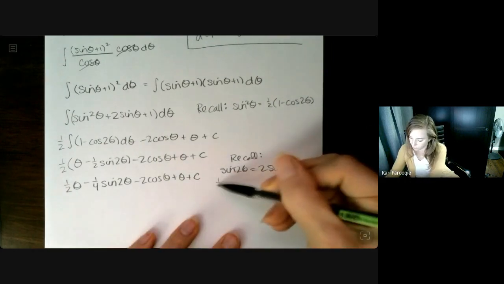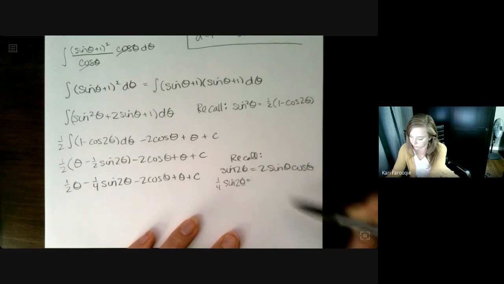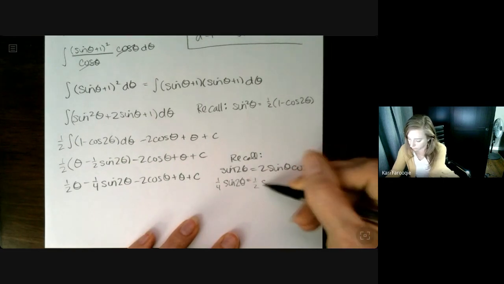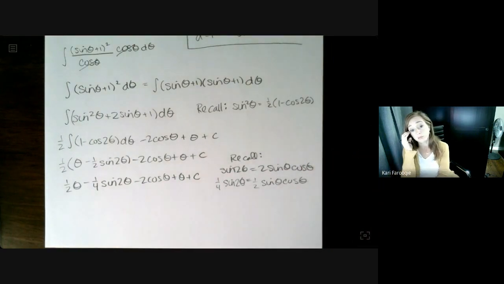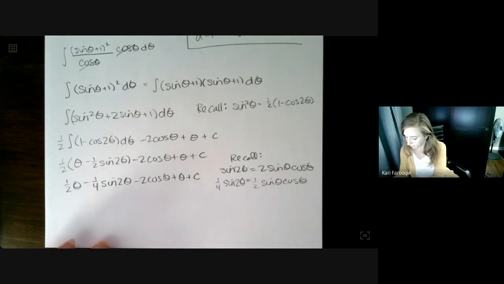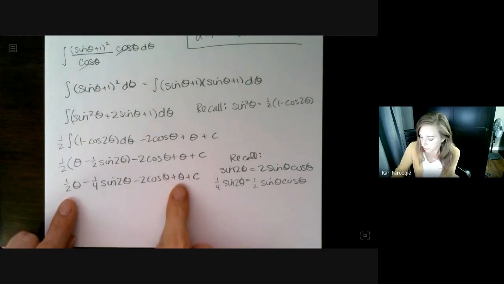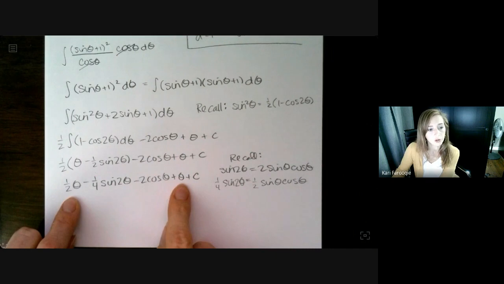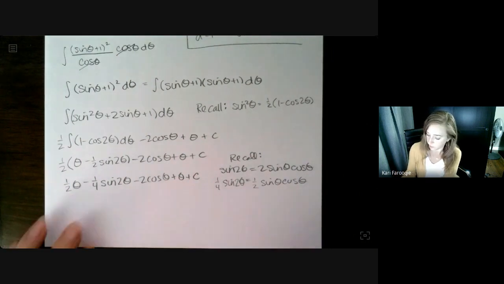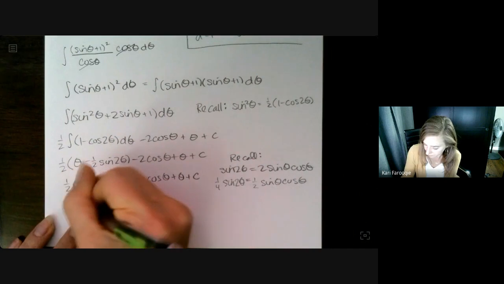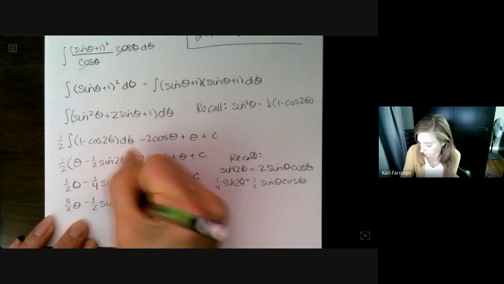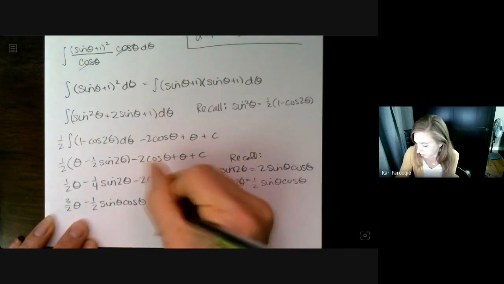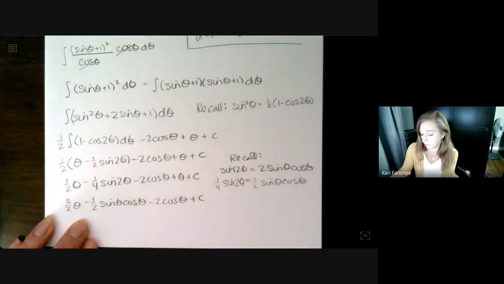So that means if you have 1/4 sine 2 theta, then you'll have 1/2 sine theta cosine theta. So just divide both sides of the equation by 4. All right, so notice you have these two thetas that you can combine together. You have 1/2 theta plus 1 theta, that's 3/2 theta. And then we have minus 1/2 sine theta cosine theta minus 2 cosine theta plus c.